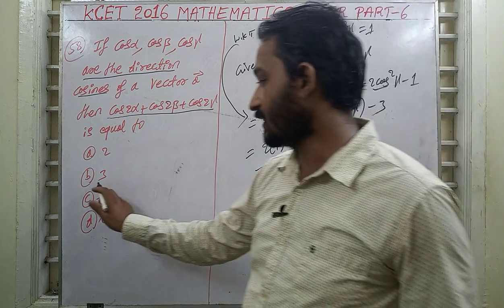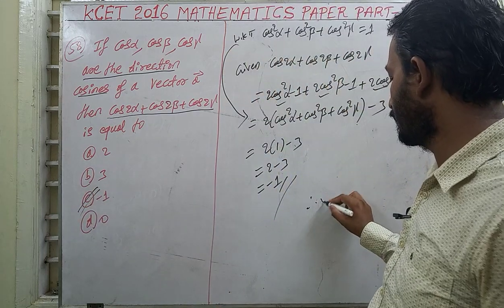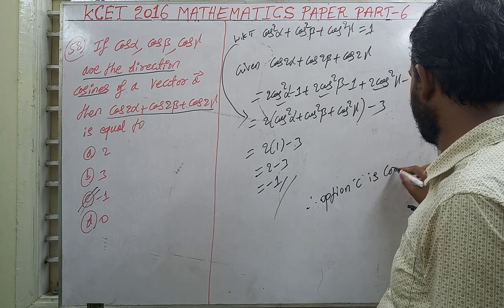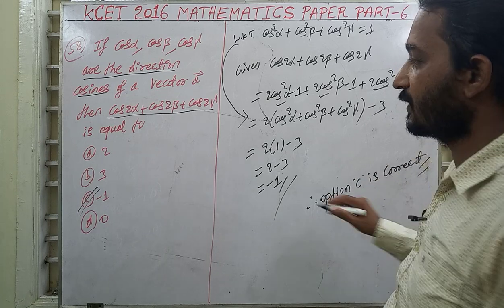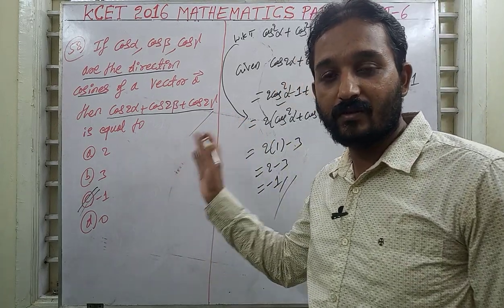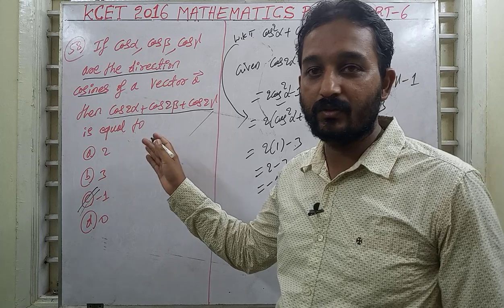So option C is correct. Therefore option C is the good answer. This is an average problem. All the students attend this question easily because they have already solved this question in the NCERT textbook. So take down.